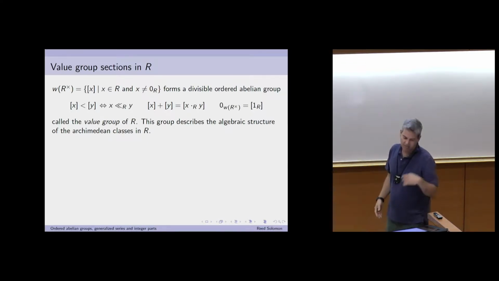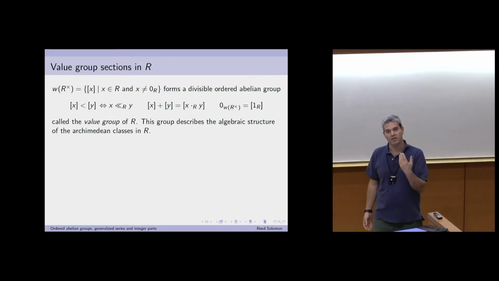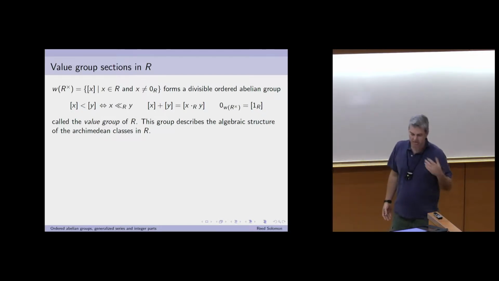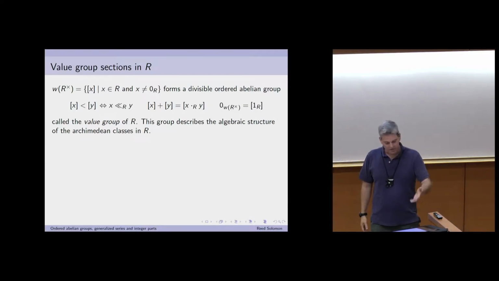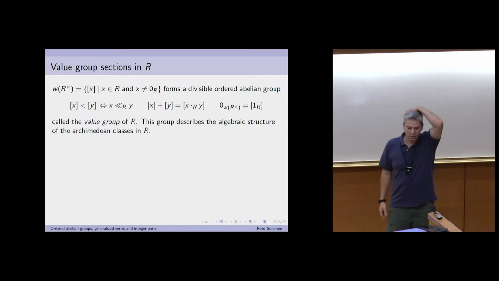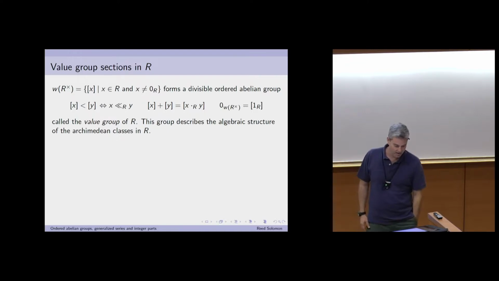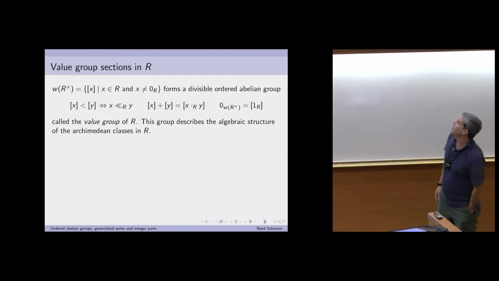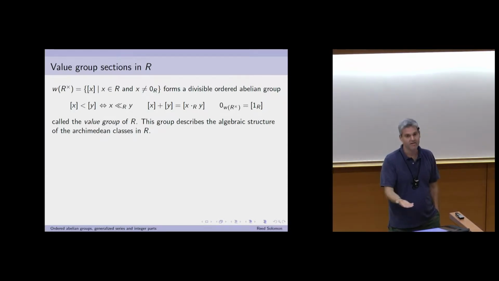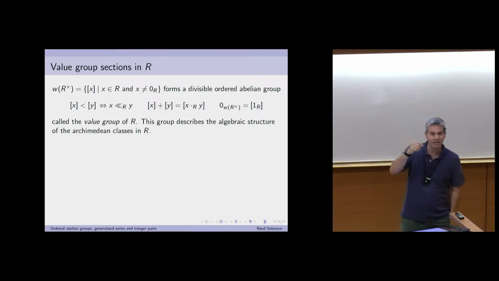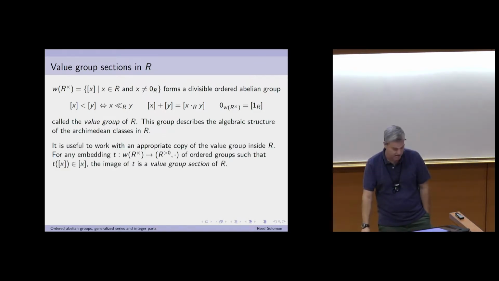So the group operation of addition just corresponds to the field operation of multiplication. The identity element in the group is the equivalence class of the multiplicative identity in the field. And I'm going to start off by ordering the equivalence classes by saying the class of x is less than the class of y if x is Archimedean less than y. This seems like a natural way to think about it at the beginning, and we're going to do something different later as we go along. And just to point out, for example, why is this group divisible? In a real closed field, you can take nth roots of positive elements, and this corresponds to being able to divide by n in the value group. So the point is that this group is just describing the algebraic structure of the Archimedean classes.